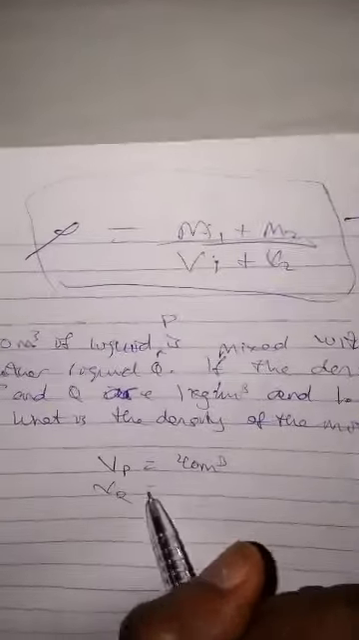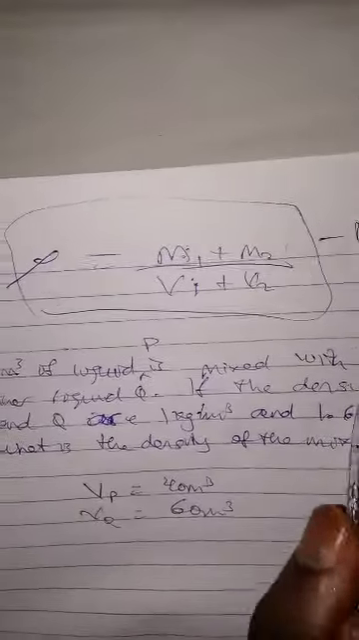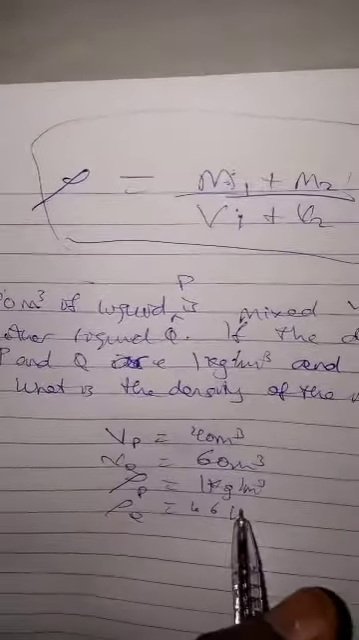Yeah, let's move on now. So we have volume. Okay, let's write our parameters. They give you the volume of P already: volume of P is 40 meter cube. They give you the volume of Q: volume of Q is 60 meter cube. Density of P is 1 kilogram per meter cube. Then the density of Q is 1.6 kilogram per meter cube.